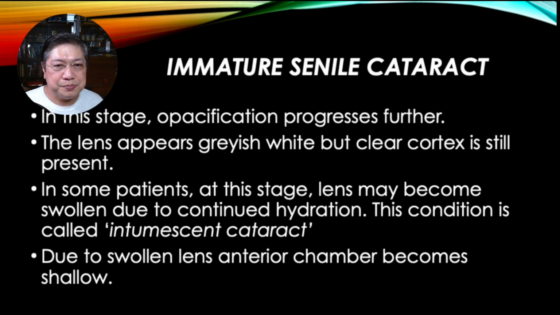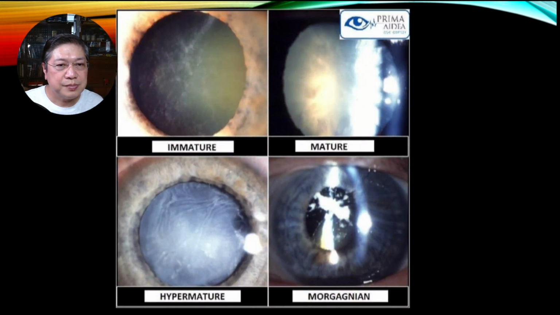In some patients, the lens actually gets fatter because fluid gets inside and it hydrates. It becomes an intumescent cataract, meaning it's fat enough that it's actually creating a problem in your anterior chamber, and it becomes shallow. The anterior chamber becomes shallow, creating a very heavy risk for your patient in developing glaucoma. Again, immature would still have some clear areas of cortex.